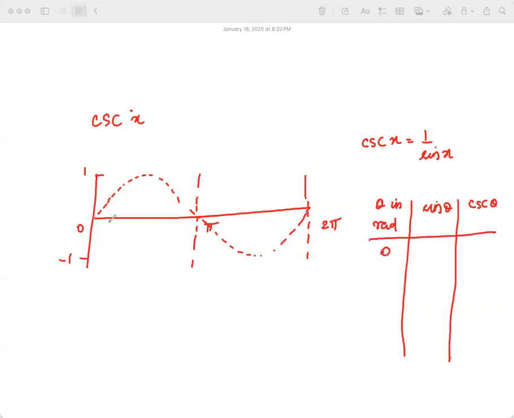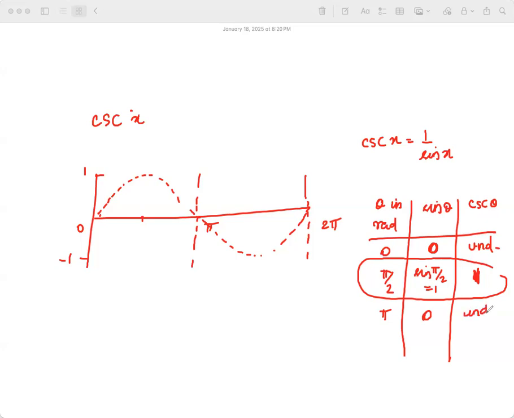So for you to be quick, it's easy. Theta in radians 0, pi by 2, pi. Sine pi by 2 was 1, so 1 by 1 is 1. This remains the same. But the problem is sine 0 is 0, so cosecant is undefined. Now pi. What happened at pi? Again, 0, so here it is undefined.